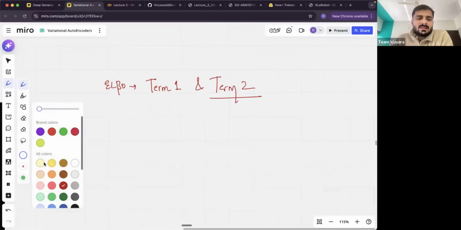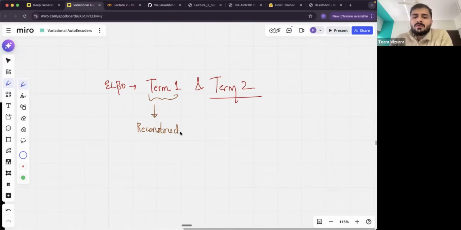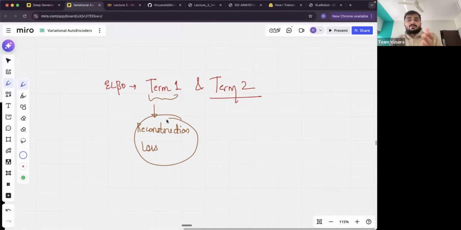Term 1 is something which is called as the reconstruction loss. This is very similar to what all of you were saying, that you want the final output to be as close as possible to the input. This is captured here. But as I said before, this is only 50% of the ELBO objective. Now, term 2 is where it gets very interesting.